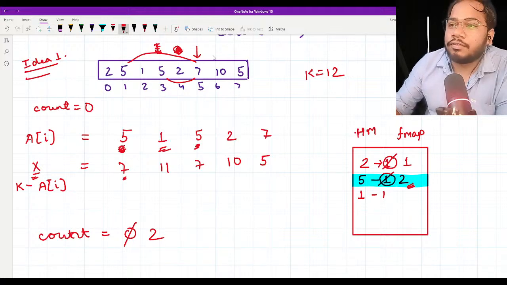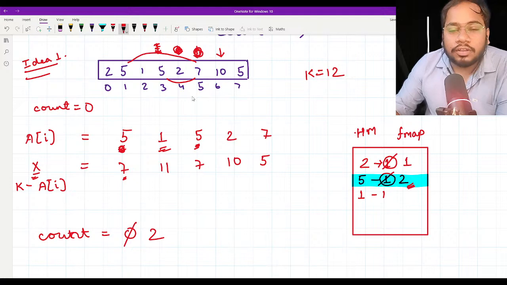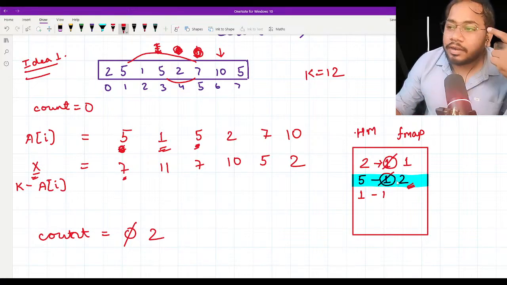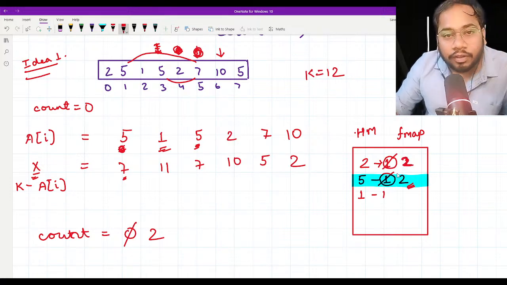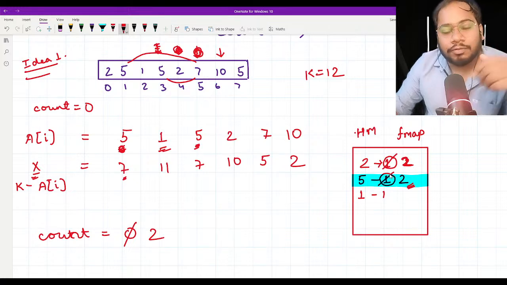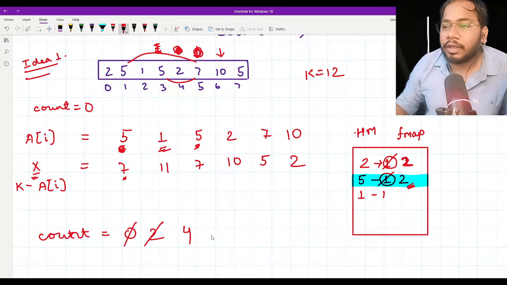Now this 7 will go here. Now if this is 10, we need 2, so we will check in the hash map. Is it present? Yes. This was 1 initially, this will be 2 here. The frequency of that is 2, so again the count will be incremented by 2. This will become 4. Are you getting it, guys?